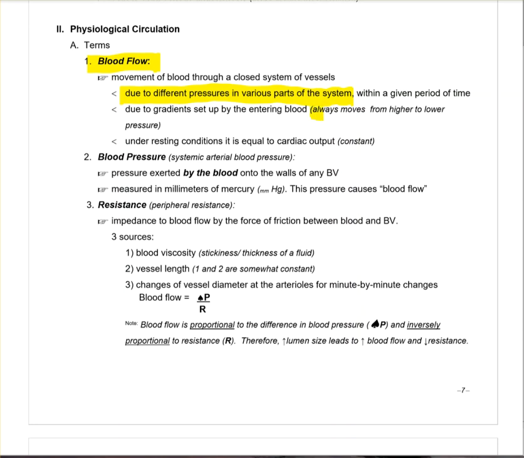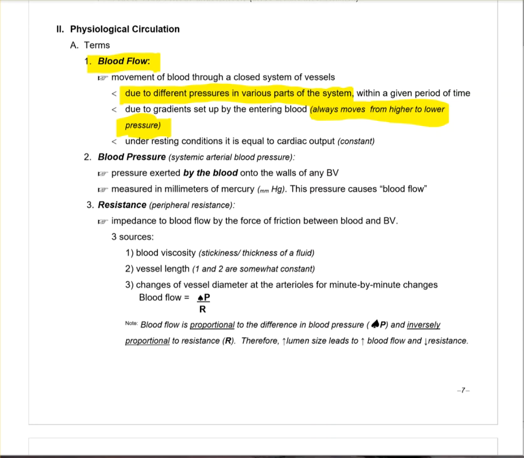And we always are moving from a higher to lower pressure. And we always see this, right? We always go from high concentration to low concentration, things like that. So where there's a higher pressure, blood will want to move from that high pressure to an area of lower pressure. Okay, so that happens most of the time. Now, under resting conditions, blood flow is generally equal to cardiac output. Remember, we had our cardiac output equation. But we're often not in resting conditions, and so these two things will not be the same.